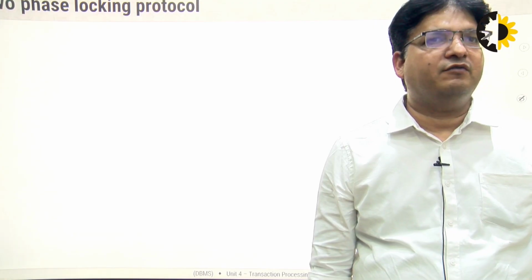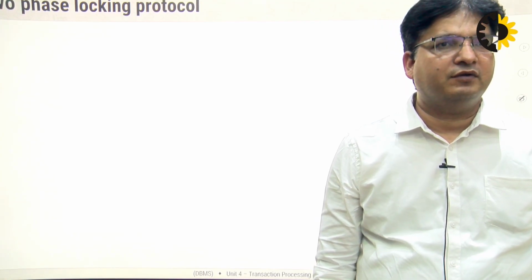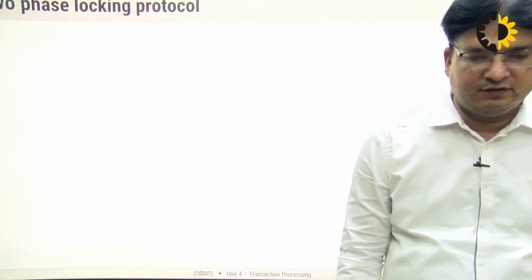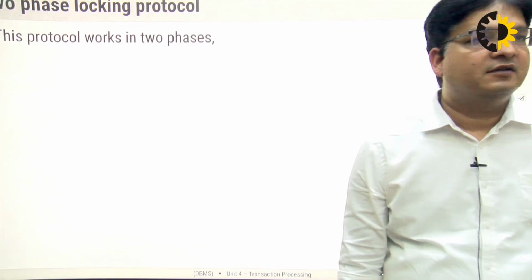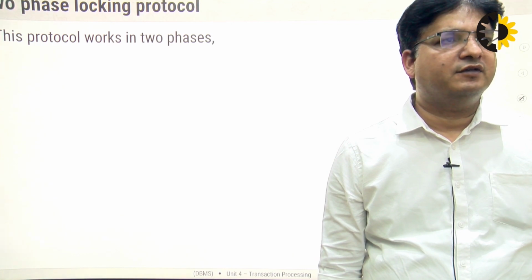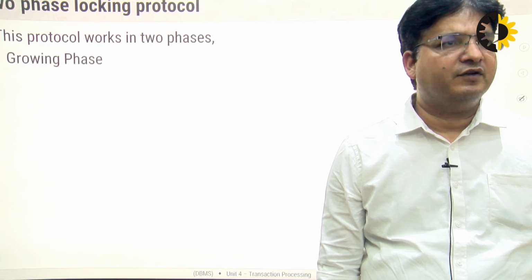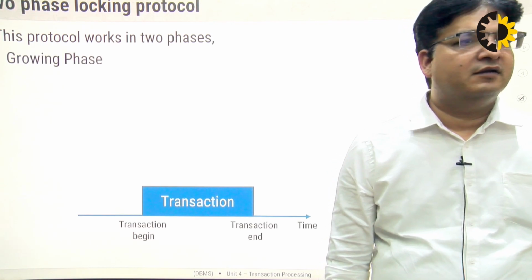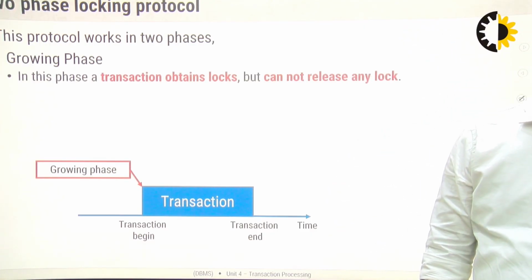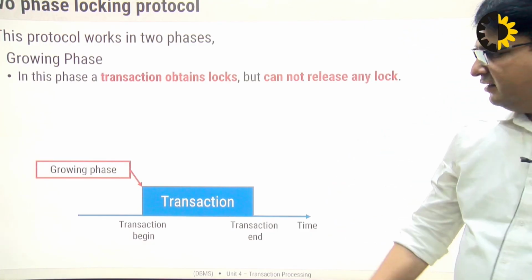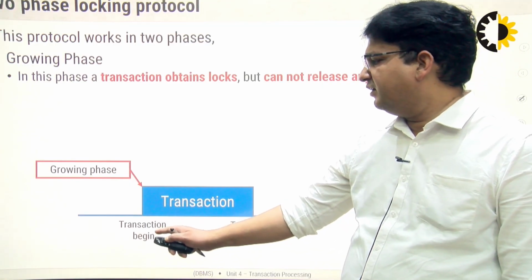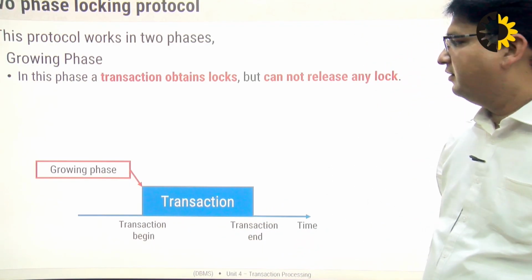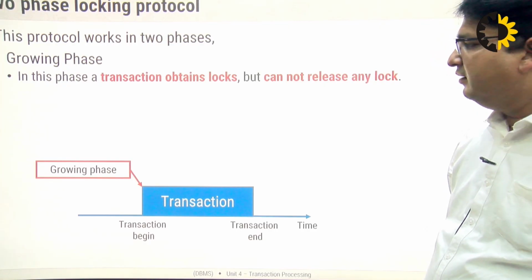so we are seeing a variant of the locking protocol, that is the two-phase locking protocol, which is quite useful, and as the name suggests, it works in two phases. The first phase is known as the growing phase, and let us see what the growing phase is. Now, as illustrated in this diagram, towards the beginning of the transaction, it enters the growing phase.